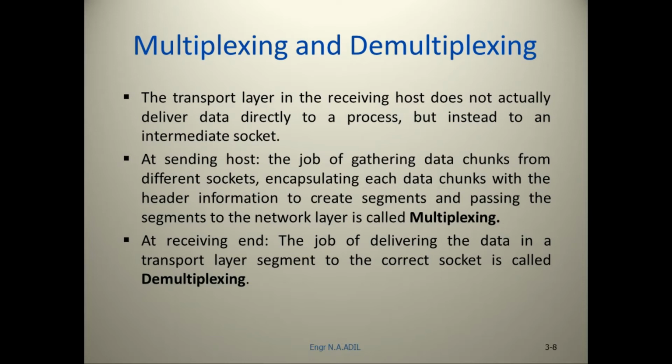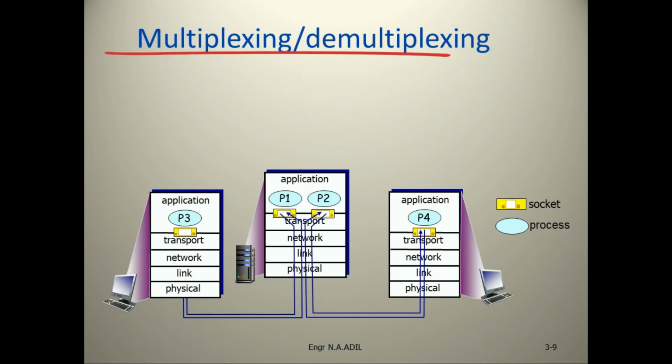The transport layer in the receiving host does not actually deliver data directly to a process, but instead to an intermediate socket. At the sending host, the job of gathering data chunks from different sockets, encapsulating each data chunk with header information to create segments, and passing the segments to the network layer is called multiplexing. At the receiving end, the job of delivering the data in a transport layer segment to the correct socket is called demultiplexing. Here's a pictorial view of multiplexing.